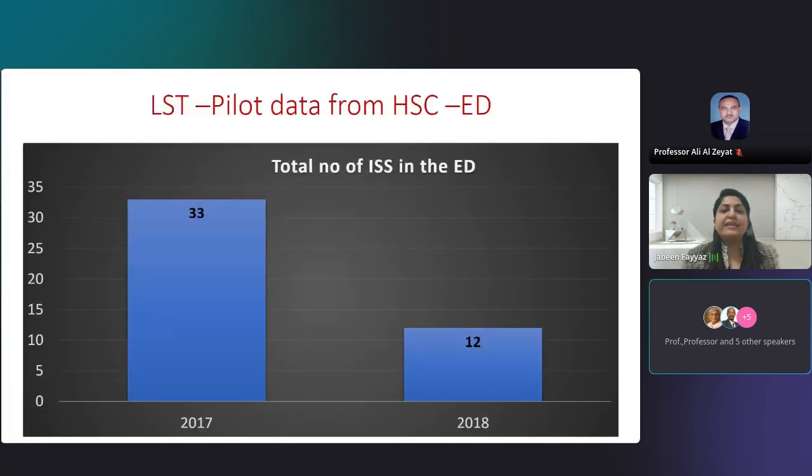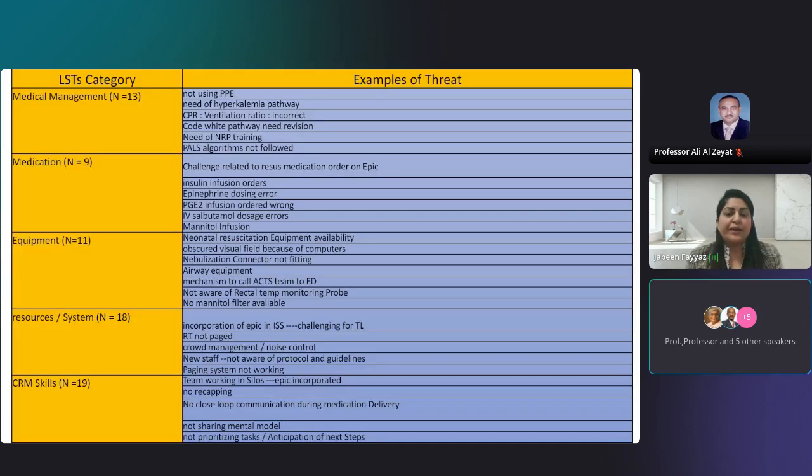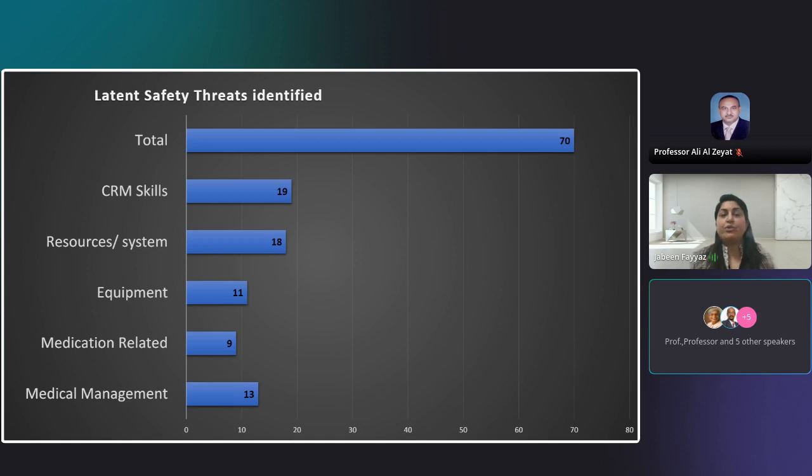So this is the pilot data that we collected from our in-situ team training. As I said, those in-situ team trainings happen in the actual environment. It was up to the first quarter of 2018, so you can see there were 33 team trainings in 2017 and 12 in 2018. The total latent safety threats identified retrospectively from team training in situ were 70 in number, only from that smaller number of team trainings.